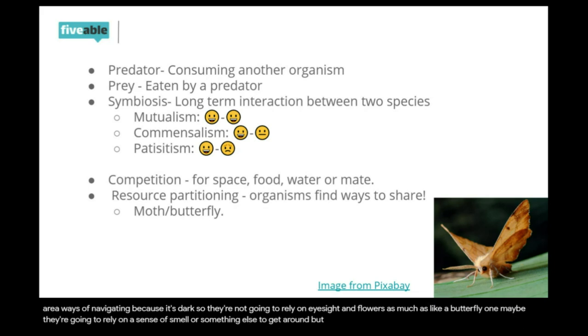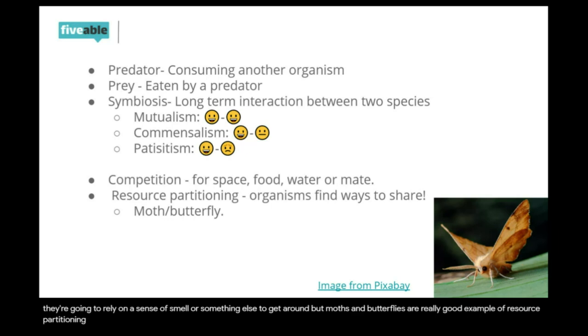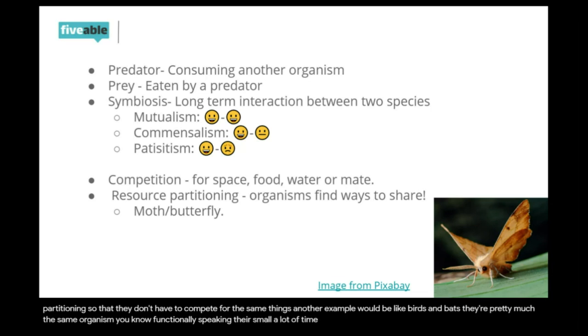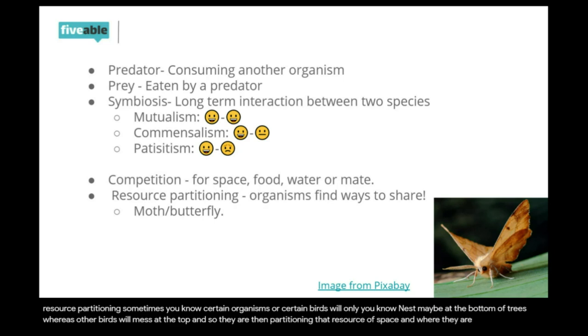But moths and butterflies are a really good example of resource partitioning so that they don't have to compete for the same things. Another example would be birds and bats. They're pretty much the same organism functionally speaking. They're small, a lot of times they eat the same things, and they fly around. So in order to not compete directly with each other, they come out at different times. And it doesn't always have to be different times for resource partitioning. Sometimes certain birds will only nest at the bottom of trees, whereas other birds will nest at the top. And so they are partitioning that resource of space and where they are going to live.